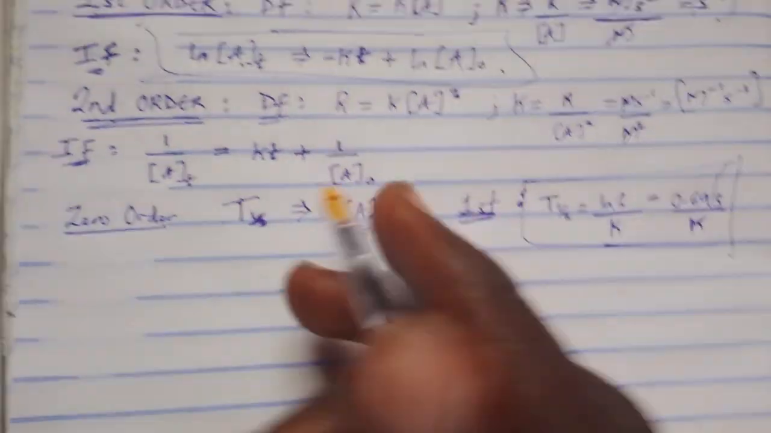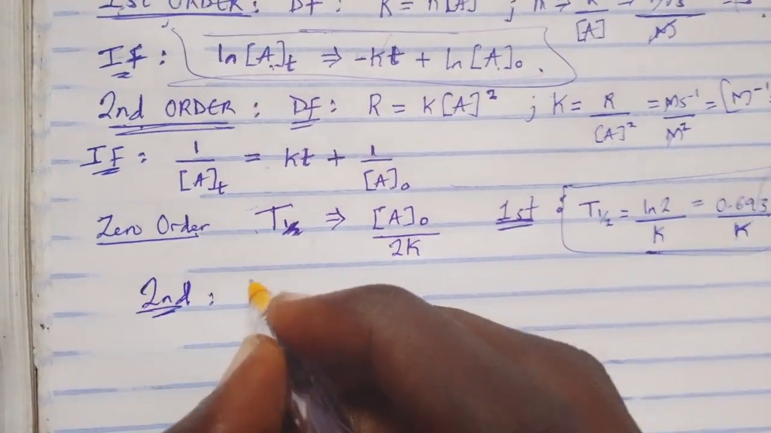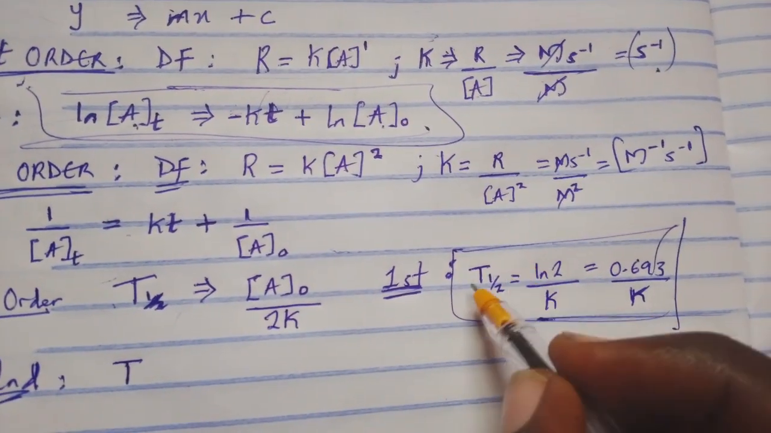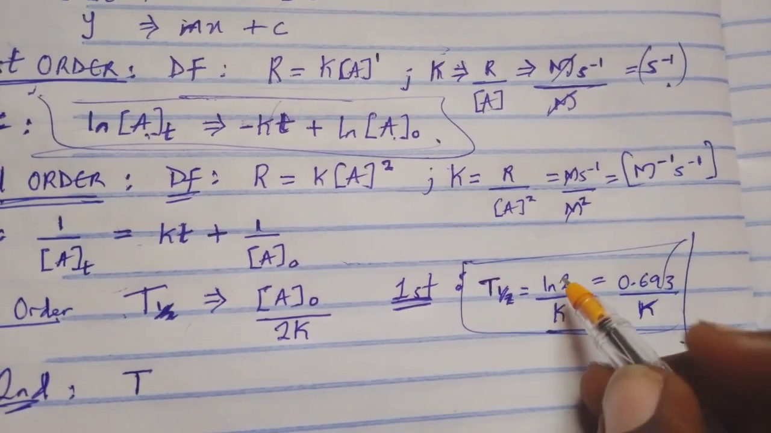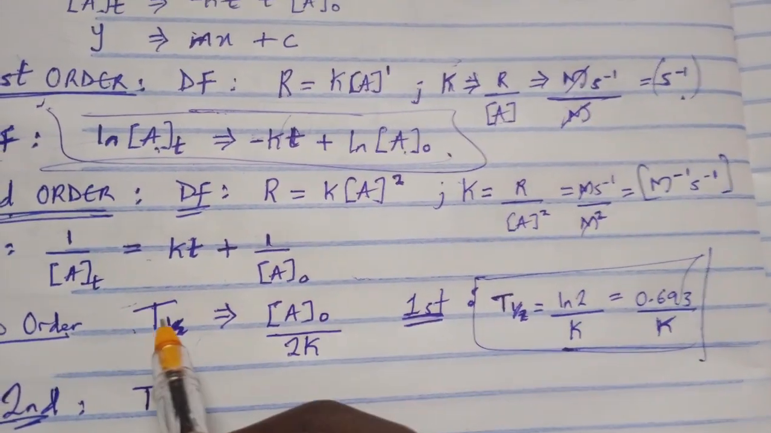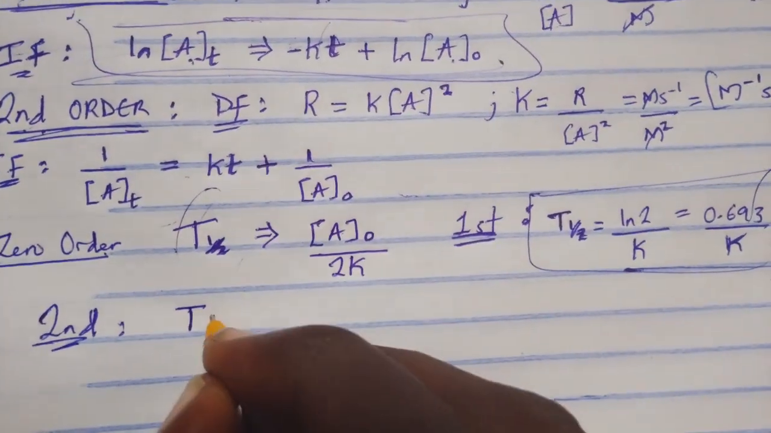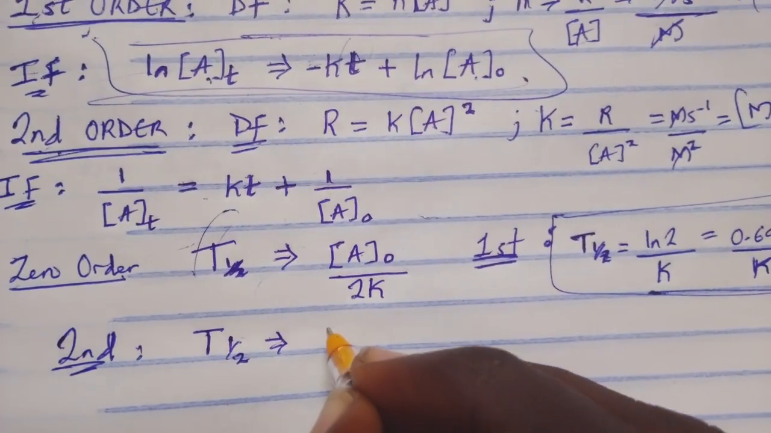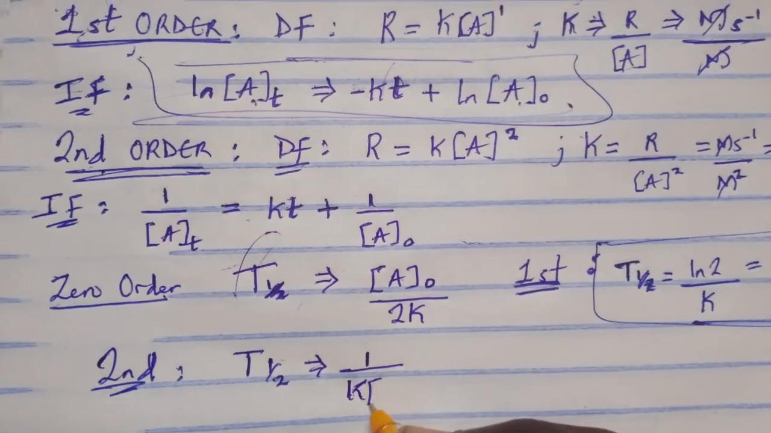Now to the third one, which is the second order. Here, what can we point out? We can point out that the half-life for first order does not depend on the concentration of the reactants, but the zero order depends on the concentration of the reactants. Now, let's also see whether this one depends on it. The half-life is 1 over K, then A naught.